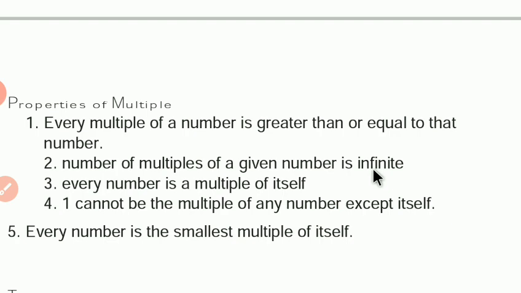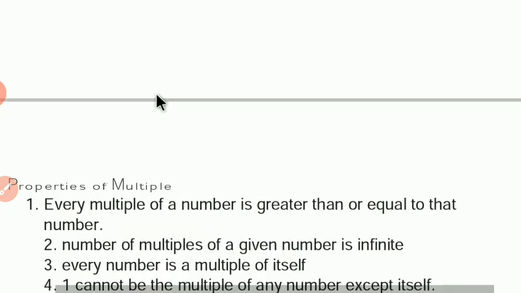Infinite means not limited. If they ask you to write the 100th multiple of 6, how do we find it? 6 into 100 is equal to 600. If they ask you to write the 1000th multiple of 6, it is 6 into 1000. It means they are not finite. We can find multiples up to any number we want. So the number of multiples is infinite, or not limited.